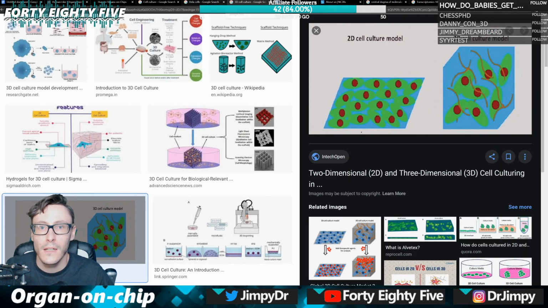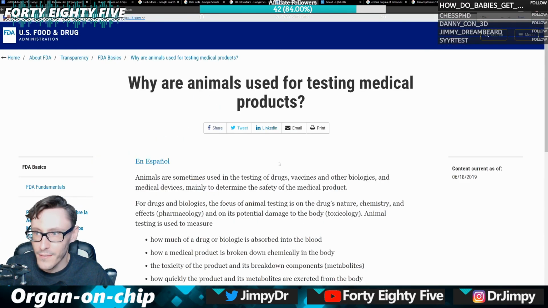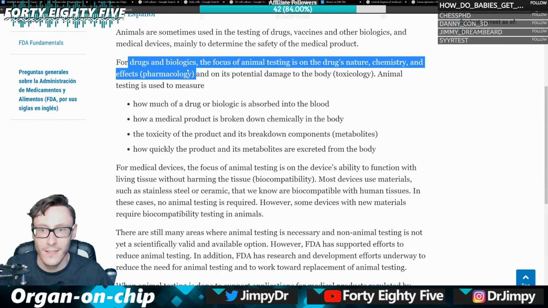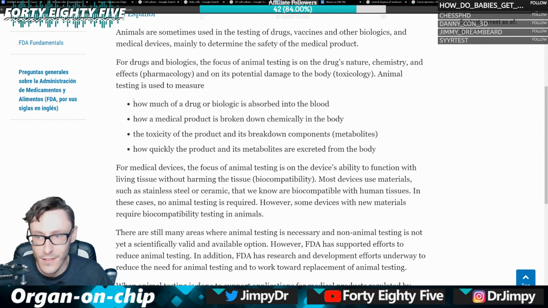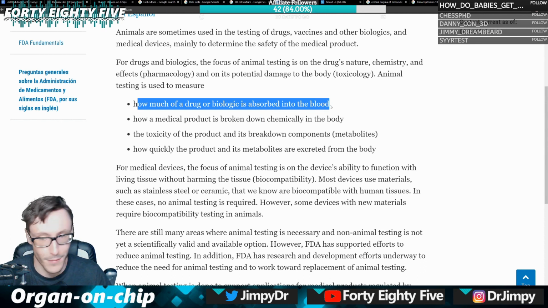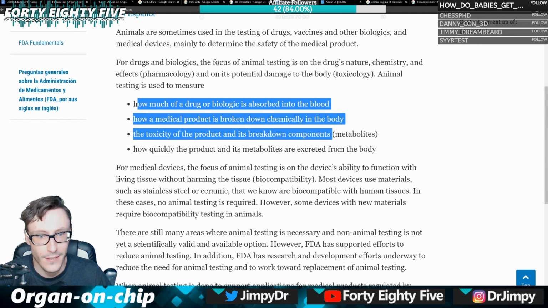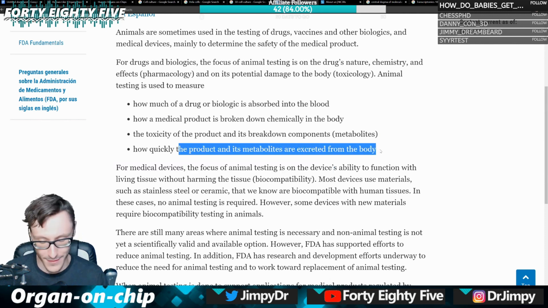So, this is what I didn't quite get to mention. This is from the FDA, about animals in research. The FDA says that for drugs and biologics, the focus of animal testing is on the drug's nature, chemistry, and effects pharmacologically, and its potential damage, toxicology. Animal testing is used to measure how much of the drug or biologic is absorbed into the blood, how much of the medical product is broken down chemically in the body, the toxicity of the product and its breakdown components, and how quickly the product and its metabolites are excreted from the body. They need to know this.